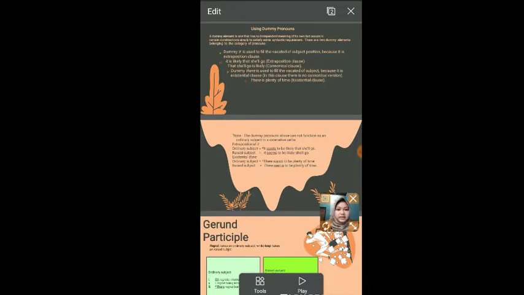First is dummy it. It's used to fill the vacated subject position because it is an extraposition clause. Extraposition clause is when a subordinate clause occurs as the subject or internal complement of a clause. It can be moved out of the clause and the pronoun it is left to stand in its place.